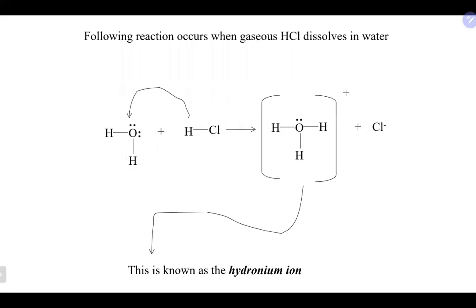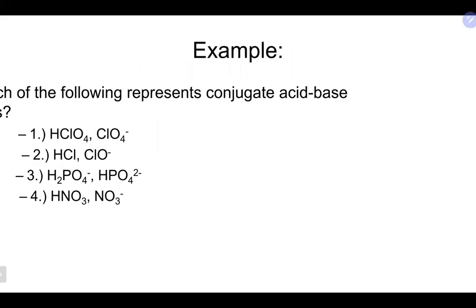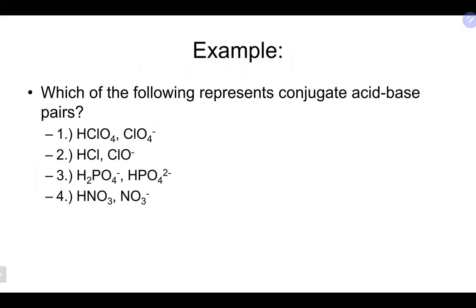Sorry, H+ or hydronium ion. All right, let's take a look here. For each of these, why don't we try it? Are these conjugate acid-base pairs? Are any of these sets of two related to each other like we just talked about from the Bronsted-Lowry definition?